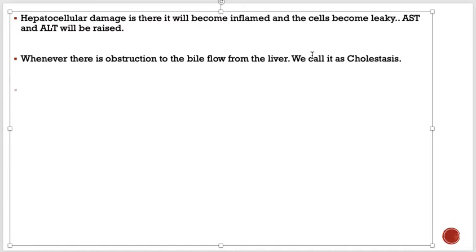Cholestasis is there. Now, basically, the cells which are lining the biliary tree, or biliary ducts, you can say, have ALP or alkaline phosphatase. Okay, so whenever these cells are damaged, what will happen? Alkaline phosphatase is going to be released in the blood.